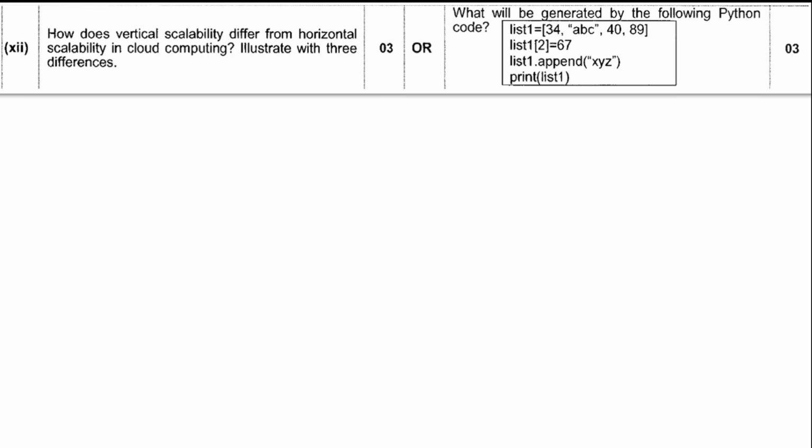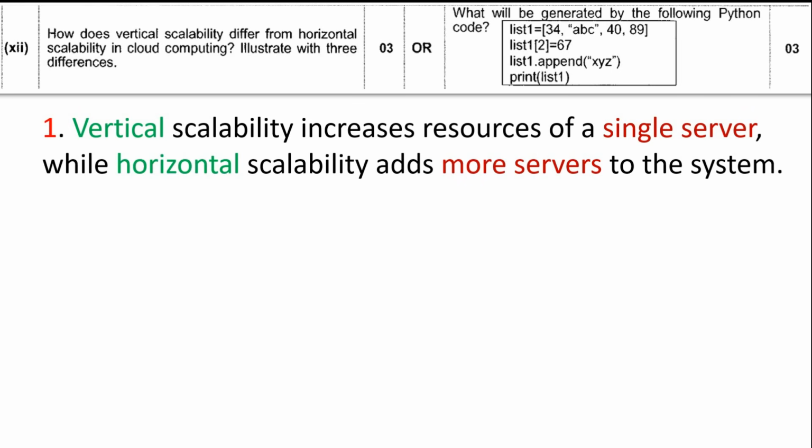How does vertical scalability differ from horizontal scalability in cloud computing? Illustrate with 3 differences. Number 1, vertical scalability increases resources of a single server. You have a single server and you are putting more load on it. While horizontal scalability adds more servers to the system. In horizontal, you are putting more servers. If you have more servers, load can be distributed.